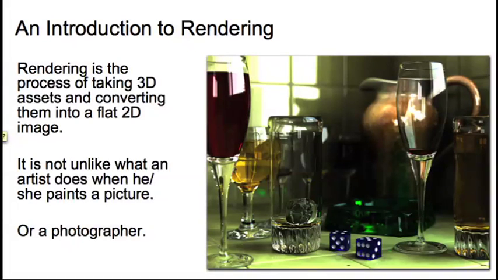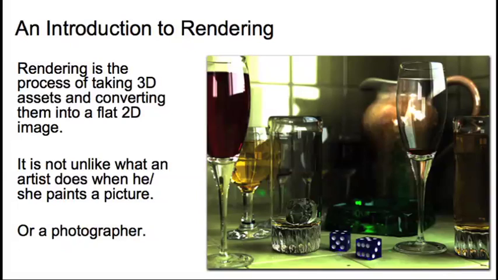And the answer to the question, what is rendering? Essentially, rendering is rather like making a picture, in the sense that you're taking 3D assets and converting them into a flat 2D image. It's essentially the same as what an artist does when they paint a picture. If you're painting a landscape, you are taking that landscape, which is a three-dimensional object, and reducing it to a flat 2D image. It's exactly the same as what a photographer does when they take a picture. You're taking a 3D environment and reducing it to a 2D image, and that's what rendering does.